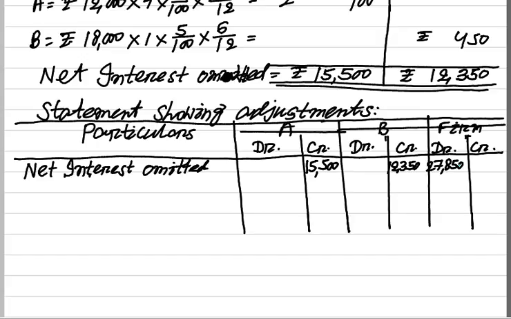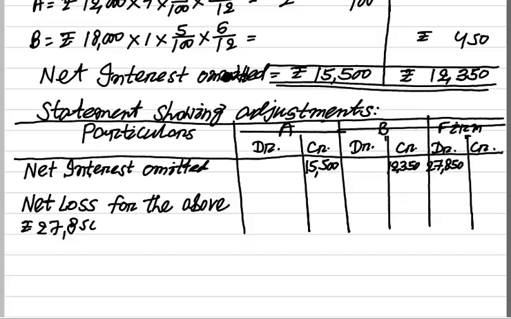Then net loss for the above omission, that is 17,020 rupees. The 27,850 will be distributed in the ratio of 3:2, because due to this further taking back and giving them interest on capital, they will be suffering a loss of 27,850.